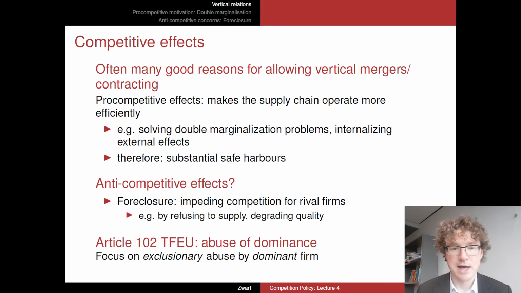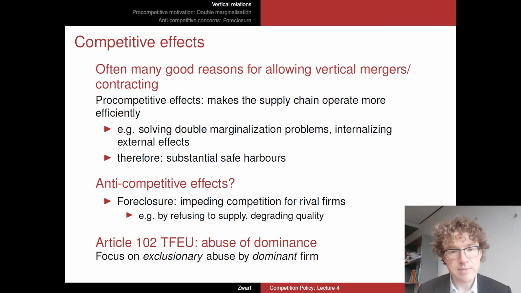So foreclosure basically means that you impede the competition for some rival firm. And one example of how you might do that is by refusing, if you're an upstream firm, to supply some downstream firm in order to give a monopoly, perhaps, or stronger market power to another downstream firm. Or perhaps you do supply, but you give a lower quality to make them less strong competitors, perhaps to your own downstream sales branch. So that would be examples of foreclosure.